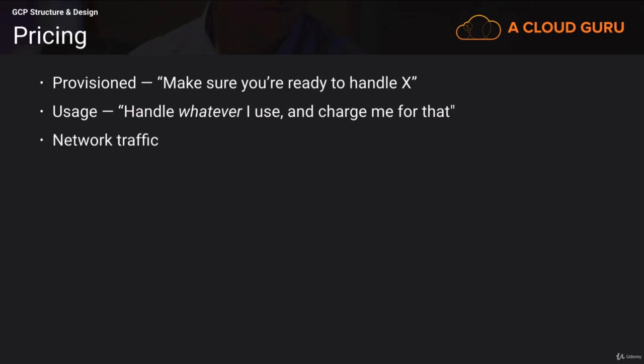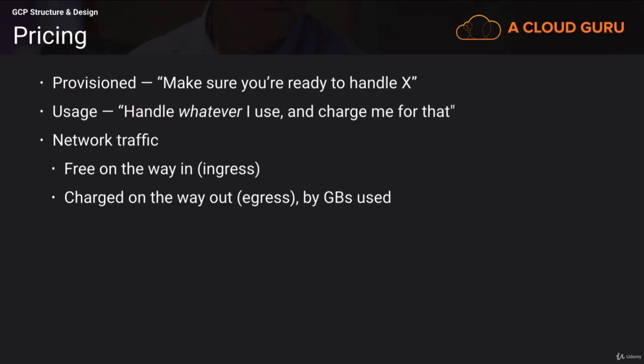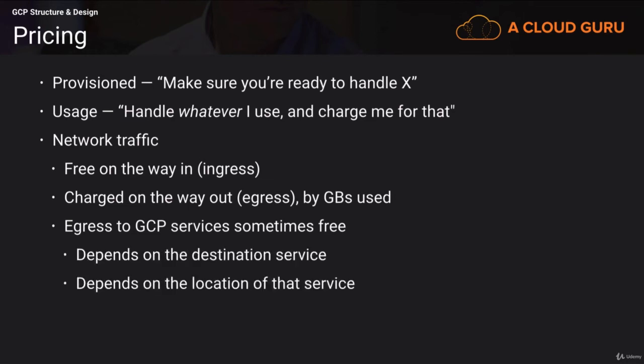Another thing you have to pay for is network traffic. Network traffic is always free on the way in, but on the way out it gets a little more complicated. In general, you're charged on the way out by how many gigabytes of traffic you send. But when you're communicating with other Google Cloud Platform services, this is sometimes free, depending on the specific service and where it's located. In general, you don't pay to send data to other Google Cloud Platform services in the same region unless those services live in a particular zone.